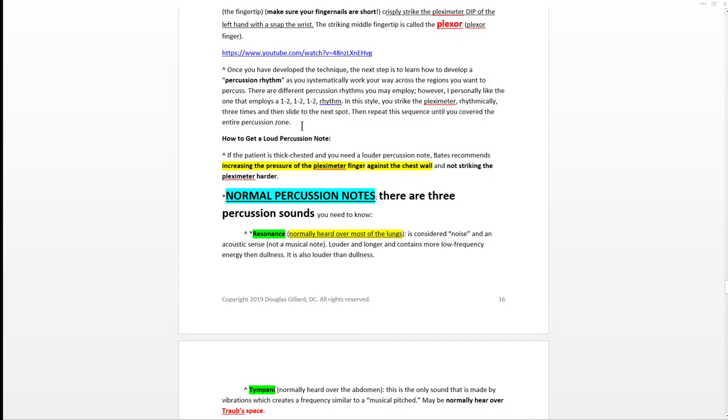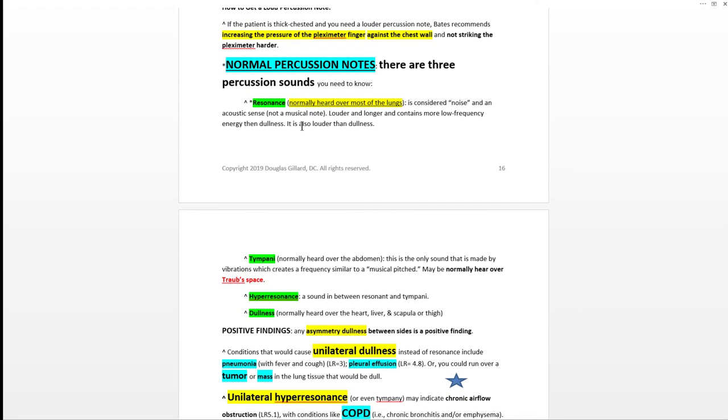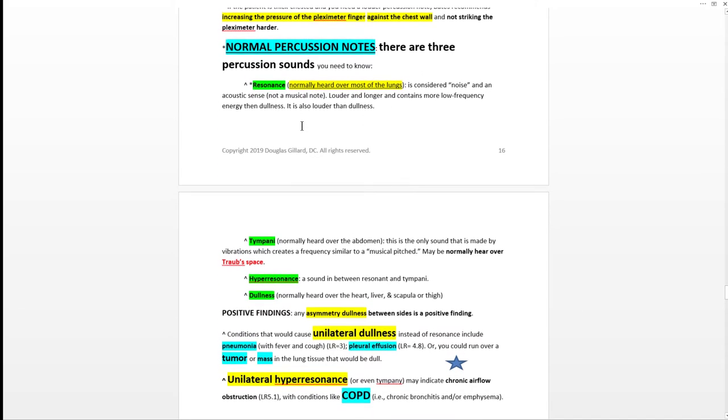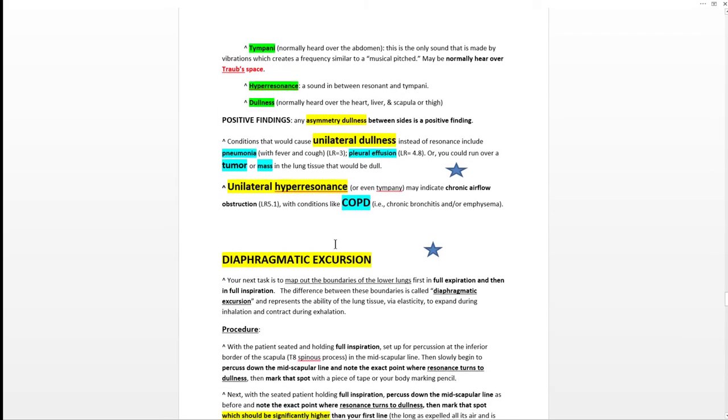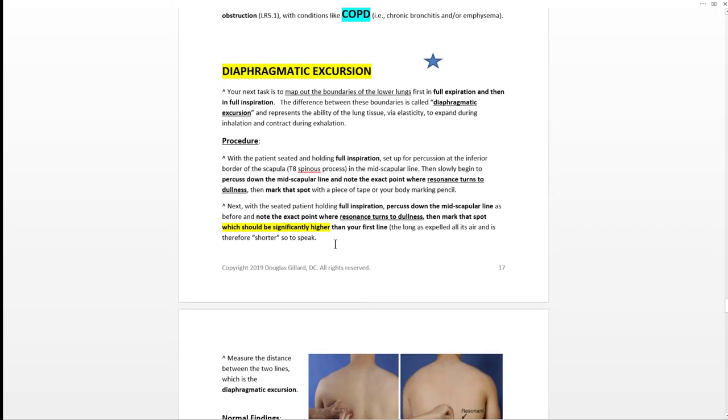Percussion notes. Here's the percussion notes. Resonant, we talked about that. We talked about timpani already. That's in Traube's space. All right, we're down here: diaphragmatic excursion.